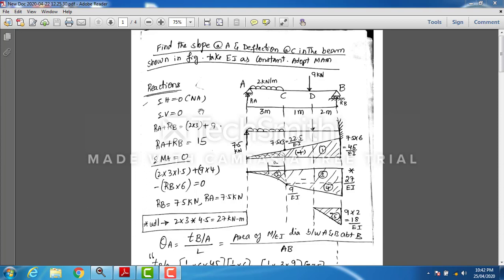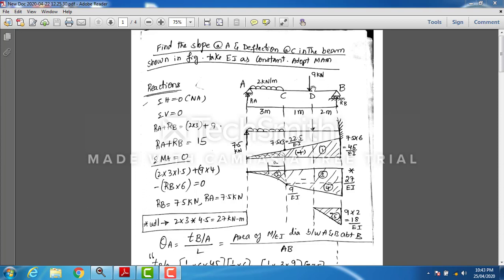So this problem that I am showing here is a moment area method problem which we have already discussed. Here I have shown how to find the support reactions, that is the RA value and RB value. The procedure in the moment area method and the conjugate beam method remains the same up to drawing the M by EI diagram.